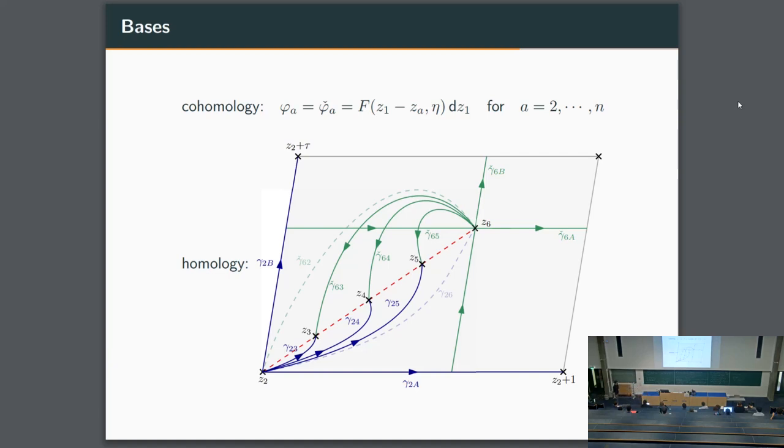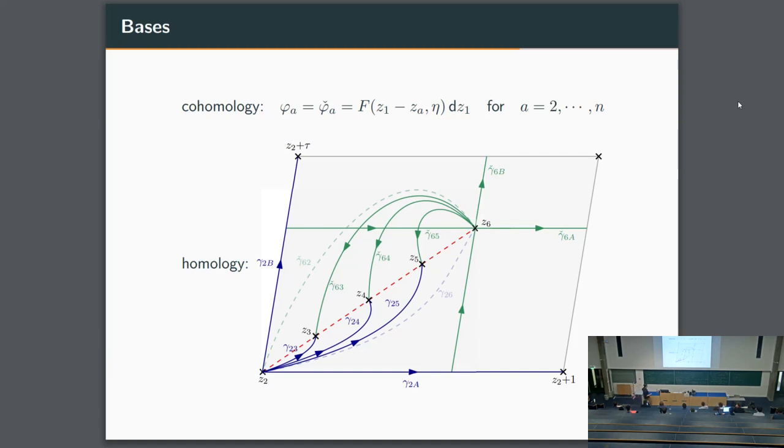And then for homology, my cycles have to end on the stretch between two punctures. So I fix the first puncture, Z2, to be at the origin, and then I can have an A cycle, a B cycle, or any cycle stretching from Z2 to any of these other points. I could conversely choose these green cycles instead.